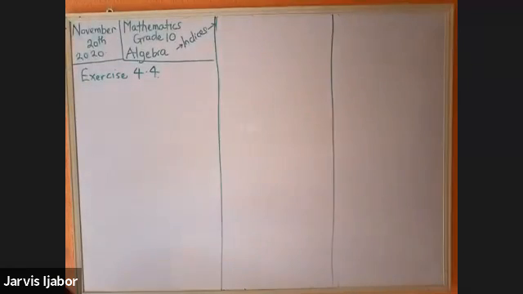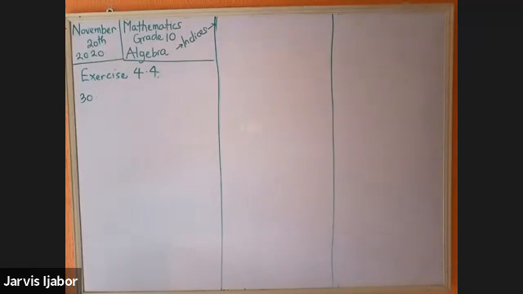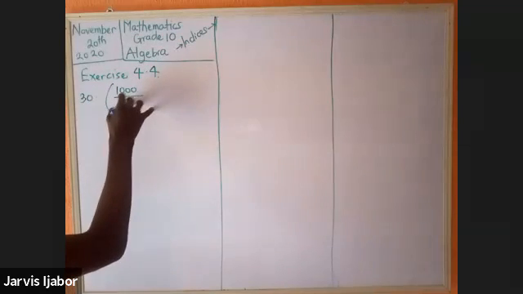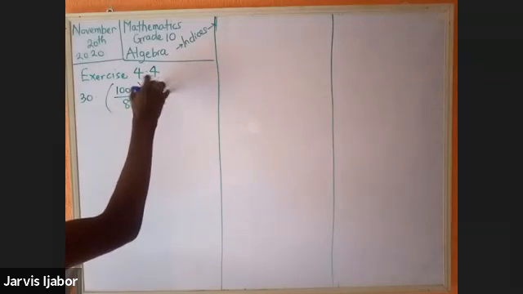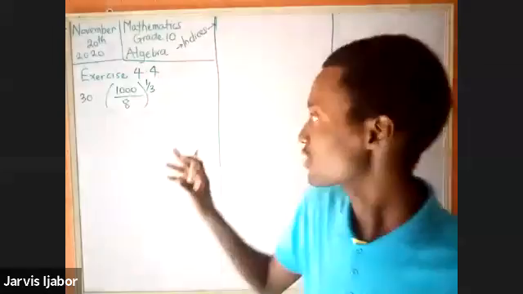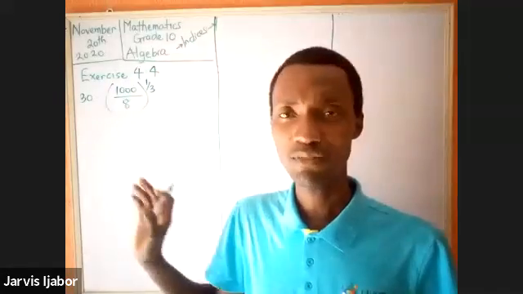Okay, so let's go to question 30. Now in question 30, you have (1,000/8) all raised to the power of 1/3. You will notice that in this question, there are 2 ways you can solve it.